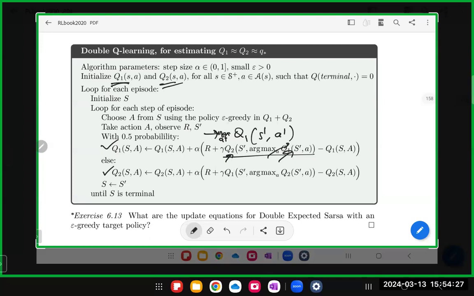Both Q1 and Q2 should be good estimates of Q star, right? If you just keep updating Q1 always, then Q2 will not be a good estimate of your Q star. In every step, you are deciding which one you want to update. So in some time slots, you'll update Q1, in some time slots, you'll update Q2. You're throwing a toss, and if it lands heads, let's say, you update Q1. If it lands tails, you'll update Q2.